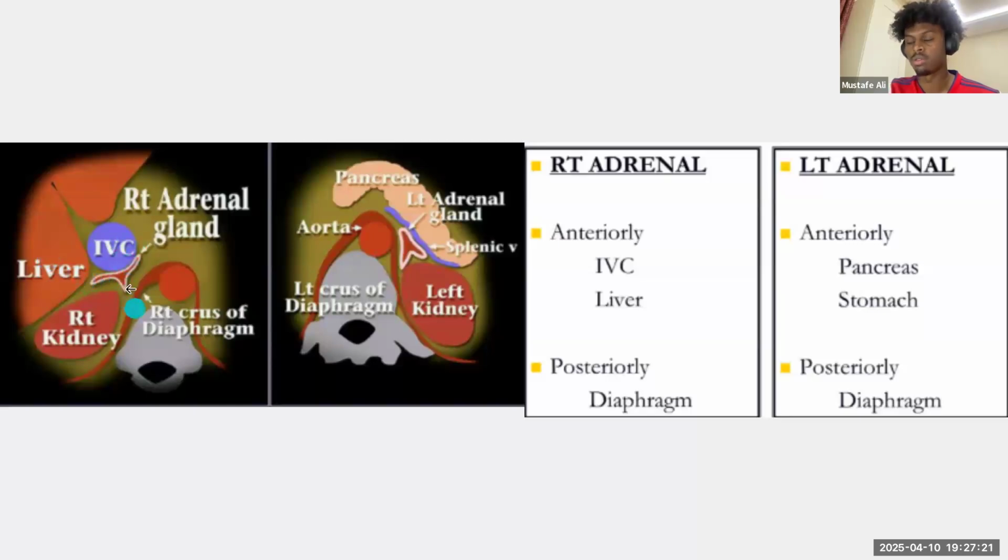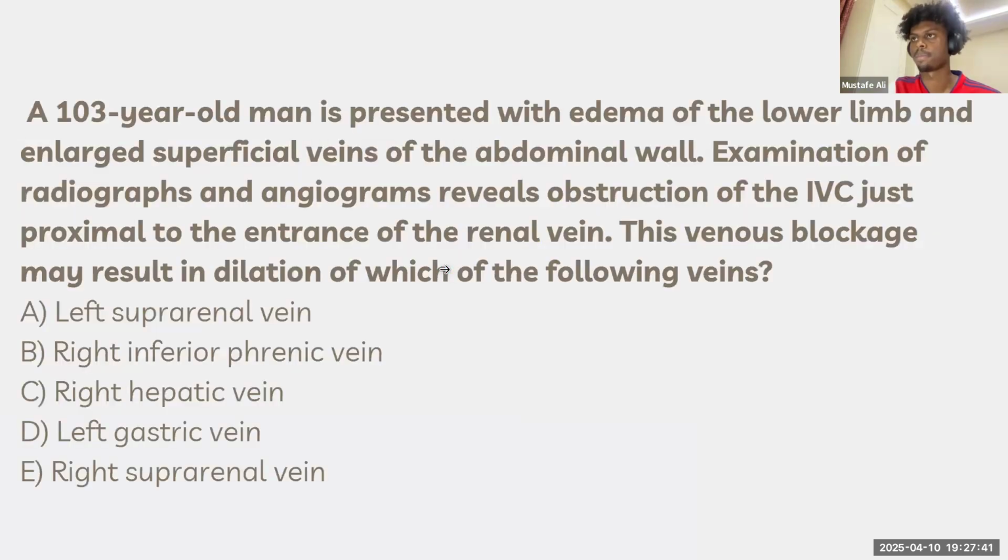Now, these two pictures were from your slides. The liver and the IVC are in front of the right adrenal gland, whilst the diaphragm, or the right crus of the diaphragm, lies behind the right adrenal gland. The same for the left adrenal gland. The diaphragm is present behind it, whilst the pancreas and the stomach are present in front of it, or anterior to it. Okay, let's move on.